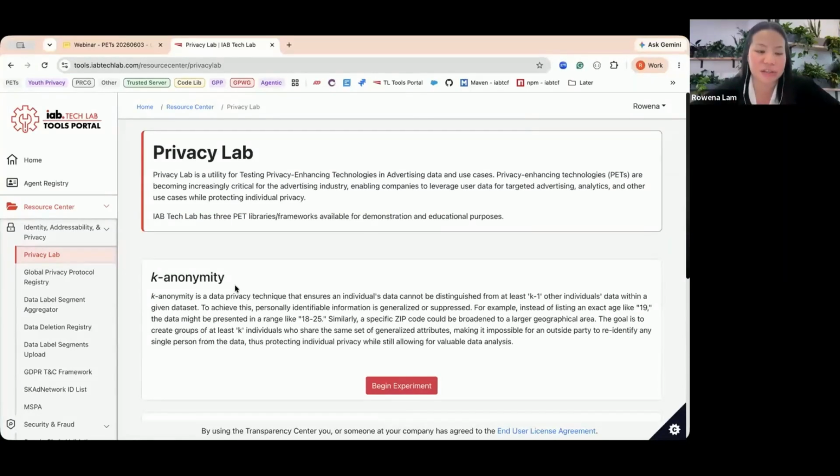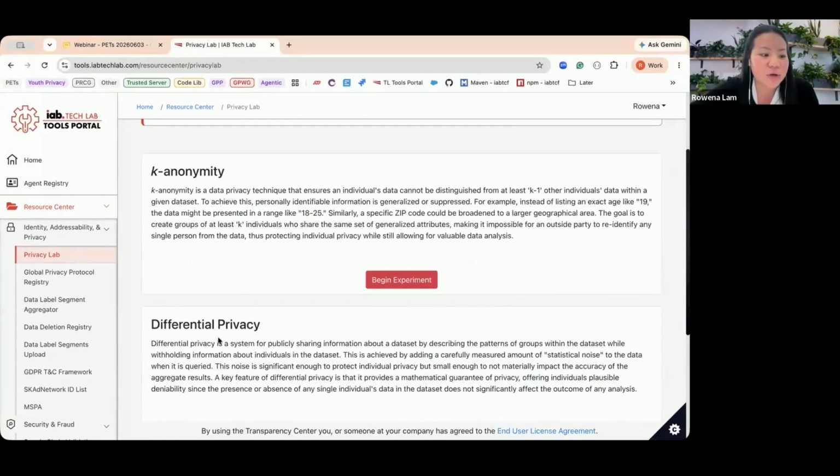And whenever I talk about the Privacy Lab, I always like to call it a playground because this is a place, this is a free resource for anyone who would like to use it in the tools portal. And here's where you can actually experiment with, for now, these three types of PETs with real data. So you can do things like change parameters, see output change, and then start to understand and develop your own intuition on what some of the trade-offs are. So we'll start with k-anonymity.